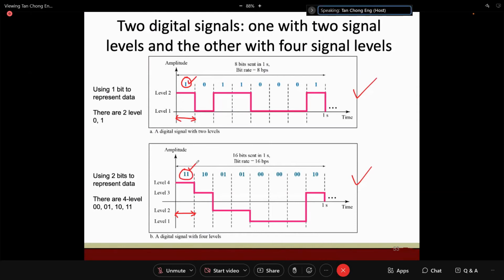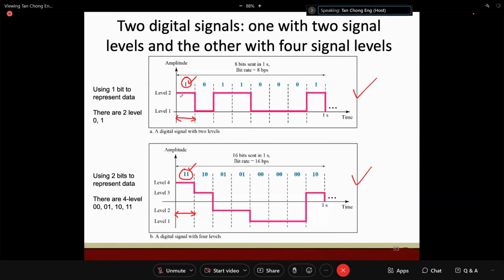For the same amount of time, you send 1 bit. And for the same amount of time, you send 2 bits. Of course, the one sending 2 bits is faster, right? Because in the same amount of time, you can send 2 bits. So your performance is double, right? 1 versus 2. So the one sending 2 bits is going to have double performance compared to the one sending just 1 bit. So this is how data rate can be improved at the signal level.